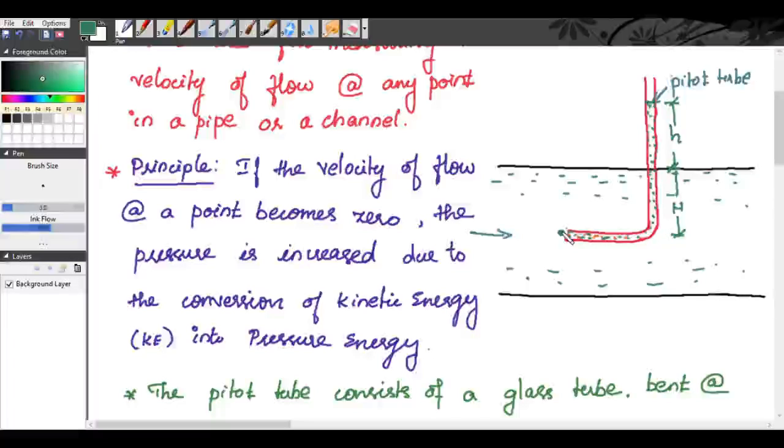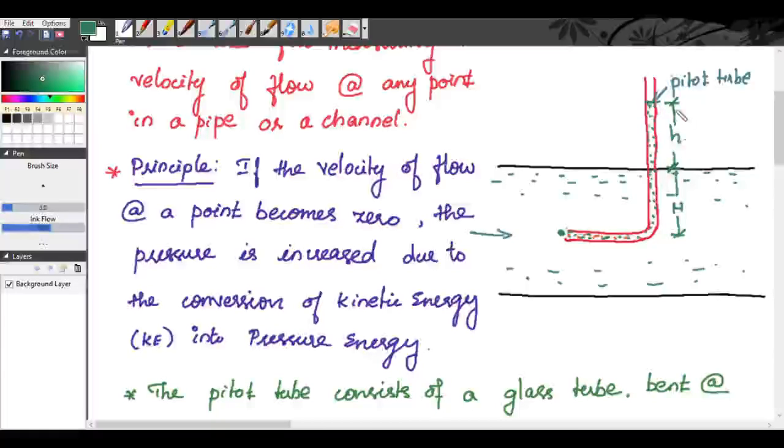Because this velocity is becoming 0 at this tip, the pressure at this point is increased, and due to the increase in pressure, there will be a rise of liquid in the Pitot tube. So the liquid rises up in the tube due to the conversion of kinetic energy into pressure energy. Suddenly at this point, the kinetic energy will be converted to pressure energy. So the velocity is determined by measuring the rise in the liquid tube.